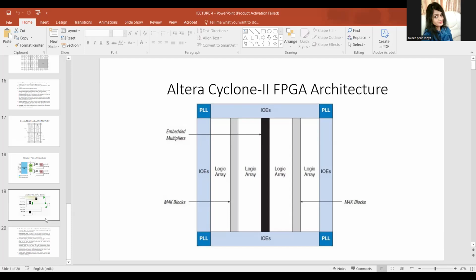In our next lecture, we will look into FPGA programming using HDL and real-world design examples.